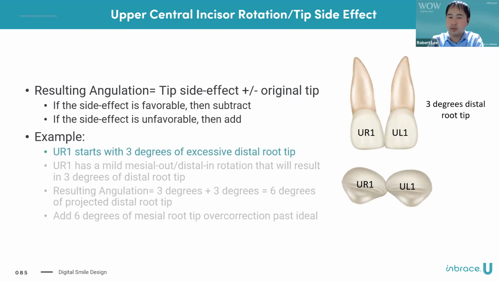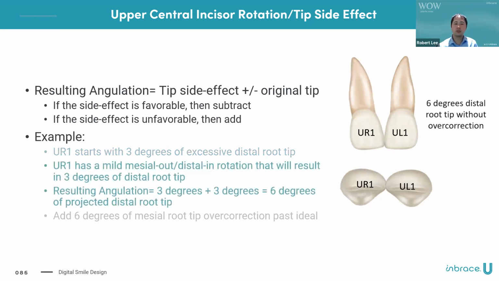We can see on the bottom it's going to be a mesial out rotation on the upper right one. So when you do that, and we will say this is a mild mesial out rotation, it's going to be 3 degrees because tip can be refined with 369. So now adding those together, because you started with distal root tip, you're adding more distal root tip in the side effect, you're going to end up with a 6 degree distal root tip result, like a resulting angulation of 6 degrees of distal root tip.